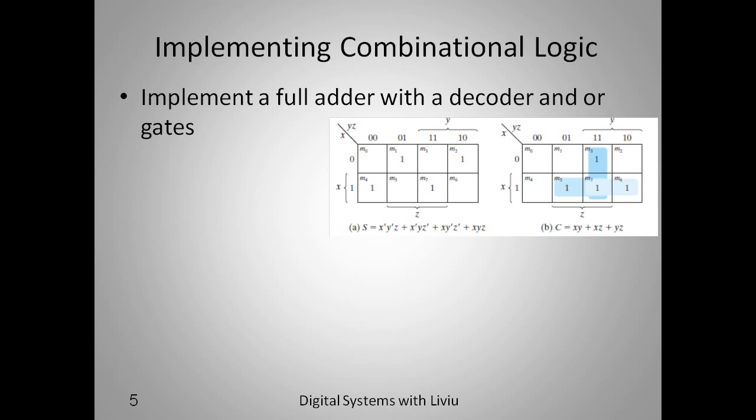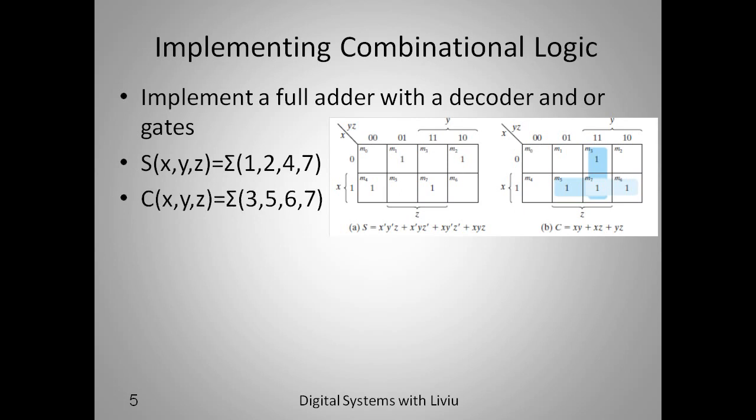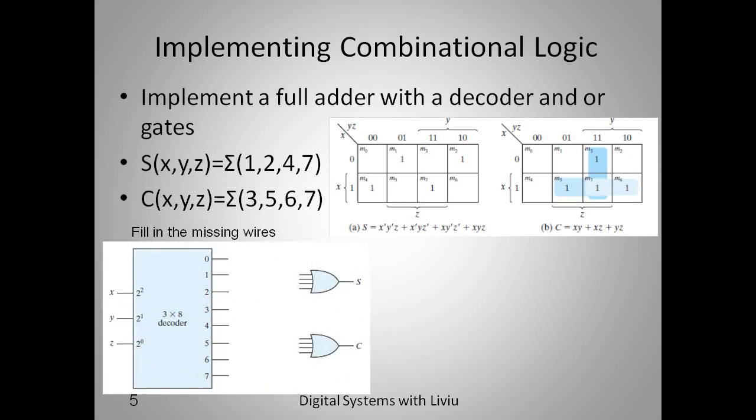These are the equations, but if we put them in a sigma format, then S is a sigma of M1, M2, M4 and M7. In a similar manner, C is a sigma of M3, 5, 6 and 7. So if we try to implement it using a decoder in which the outputs stand for M0, M1, etc.